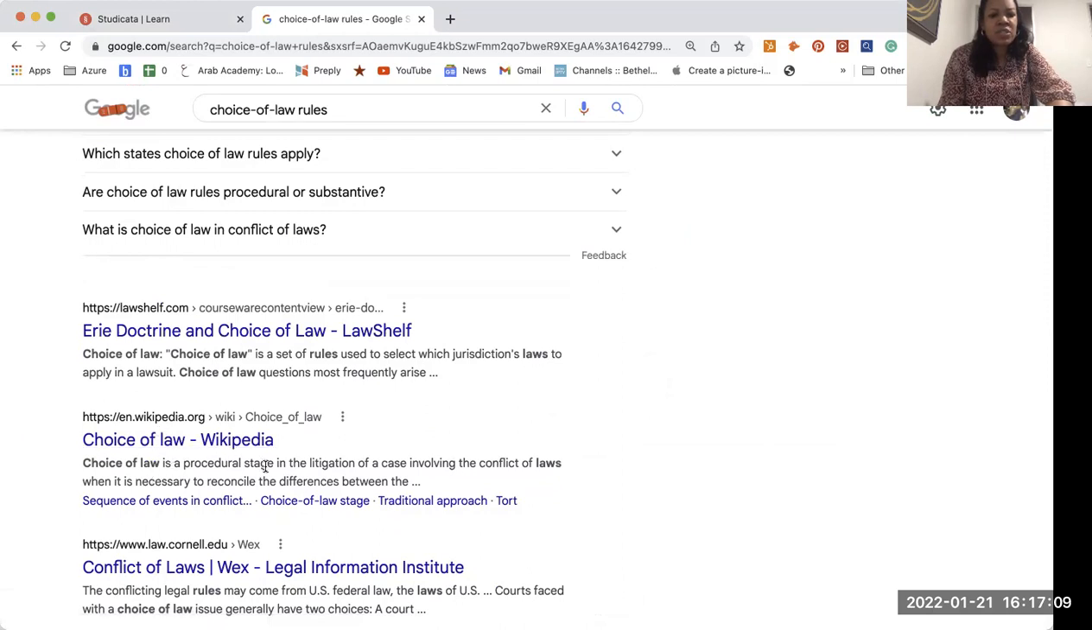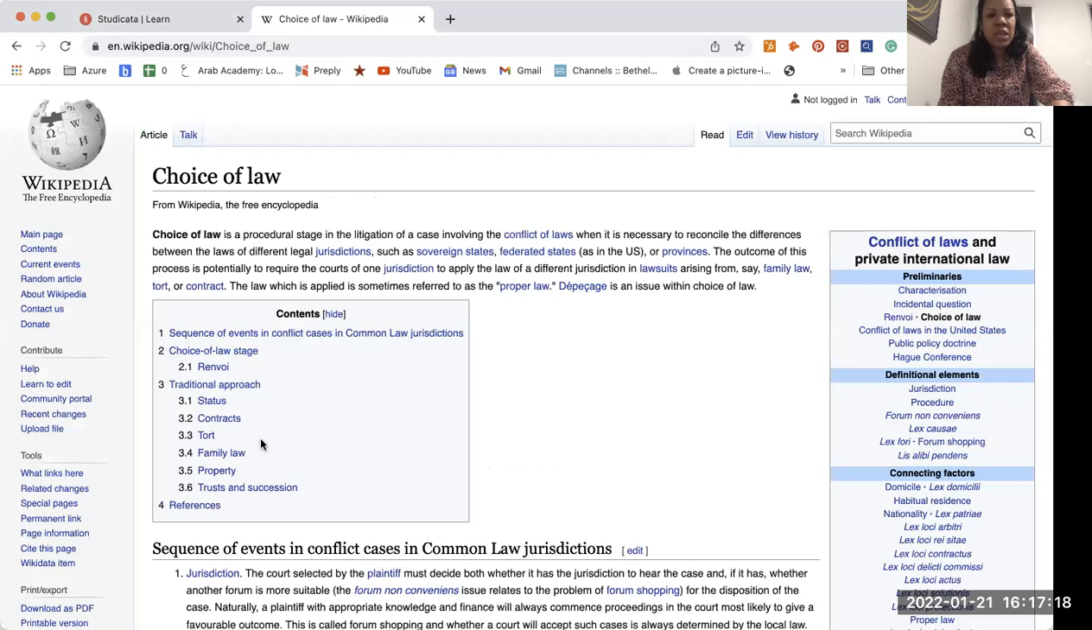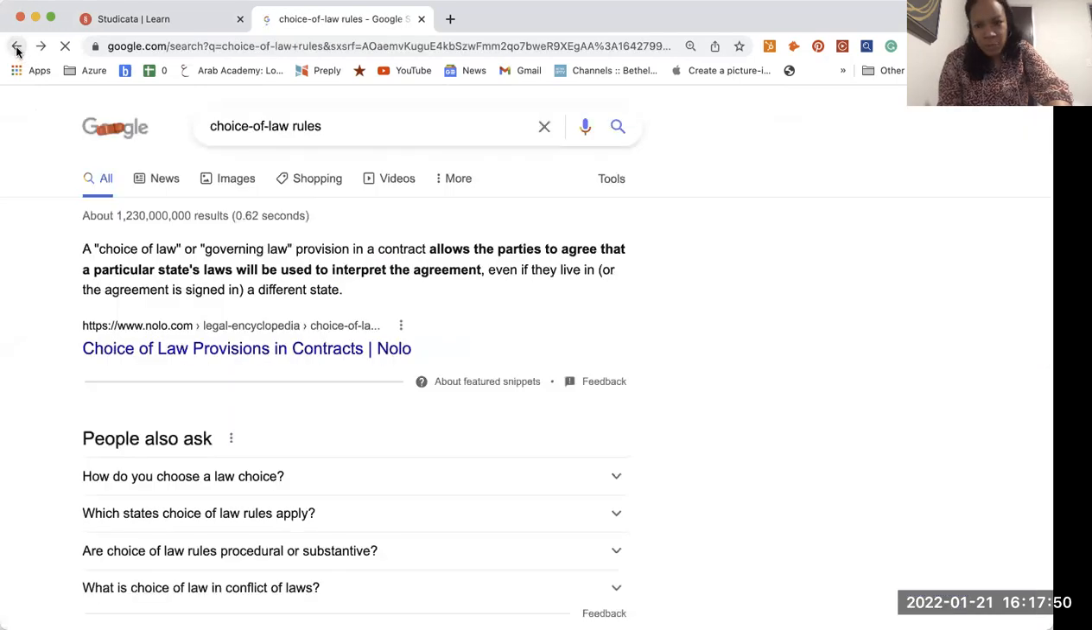So choice of law is a procedural stage in the litigation of a case involving a conflict of laws when it is necessary to reconcile the differences between the laws of different legal jurisdictions, such as sovereign states, federal states in the US, or provinces. The outcome of this process is potentially to require the courts of one jurisdiction to apply the law of a different jurisdiction in lawsuits arising from, say, family law, tort, or contract. The law which is applied is sometimes referred to as proper law. Oh, wow. So that's what Wikipedia says, but anybody can change Wikipedia.